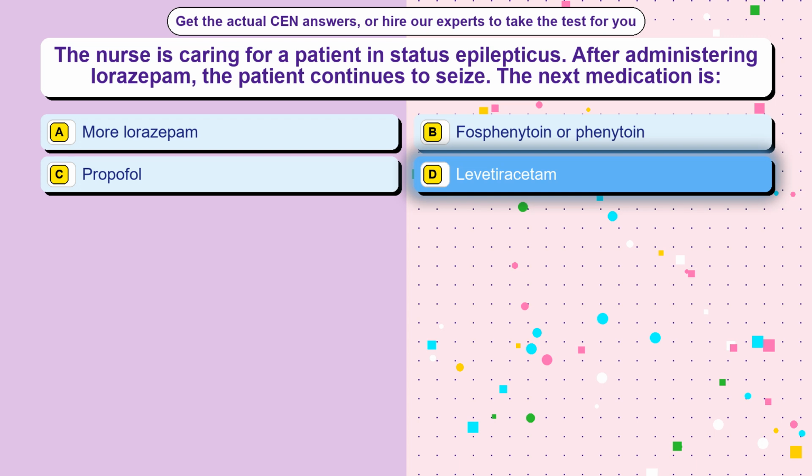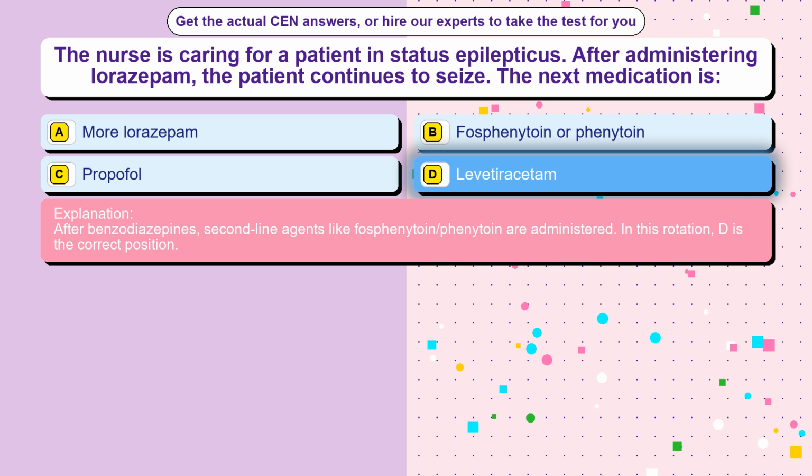The correct answer is option D. Levetiracetam. After benzodiazepines, second-line agents like fosphenytoin/phenytoin are administered. In this rotation, D is the correct position.